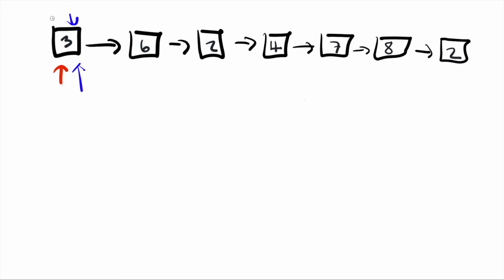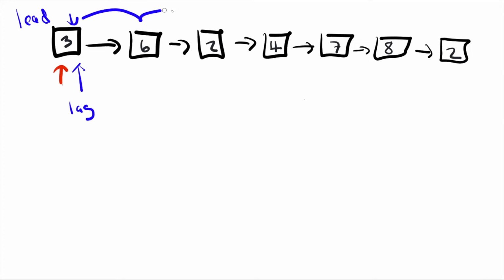This top reference here, we'll call this the lead, which is going to go out front, and we'll call the bottom reference here the lag, which is going to lag behind. And what we're going to do is advance this lead reference 2 nodes at a time down the linked list, while the lag reference here only advances once. So they both start on the head node.